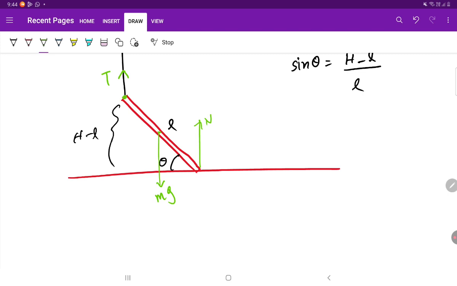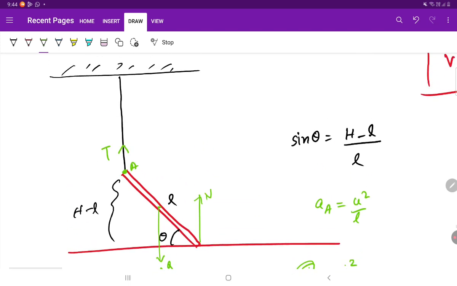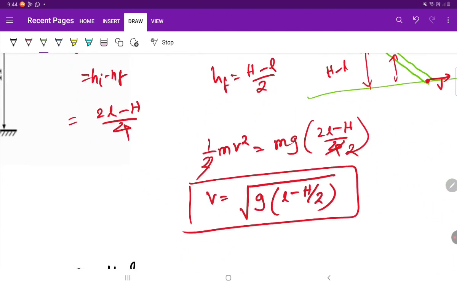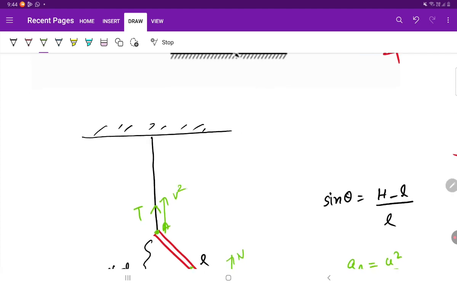Now what will be acceleration of this point A? Acceleration of point A along the vertical direction will be u square by L, since we know that for polar coordinates the acceleration is written as r double dot minus r theta dot square. Since r double dot is 0 because the string should not slack, the velocity of point A, one component along the vertical direction would be u square by L or v square by L, since we substituted v as root g into (L minus h by 2). So acceleration will be v square by L along the upward direction.